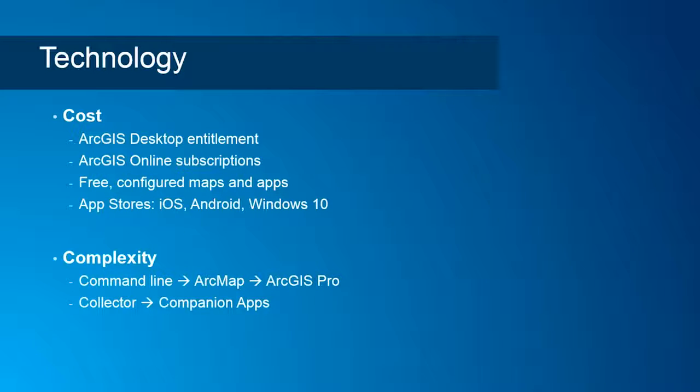But one of the things I want to talk about with cost is that Esri is very committed to making it more affordable. The ArcGIS desktop entitlement, if you don't know what that is, please give us a ring. We'll get you hooked up. It's for all of you that have a desktop license that may have been sitting around. You may have an ArcGIS Online account and not know that, but if you don't have that signed up, we can get that straightened out. Of course, ArcGIS Online subscriptions have made it very affordable for you to get involved without even a desktop license. And once you do, we have all these free configured maps and apps.